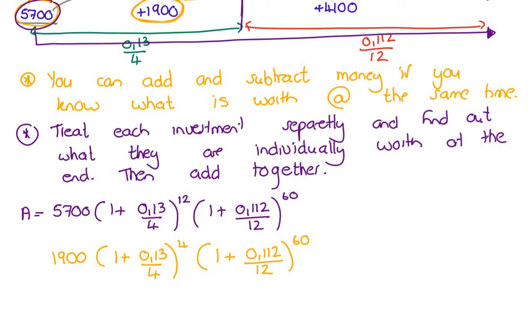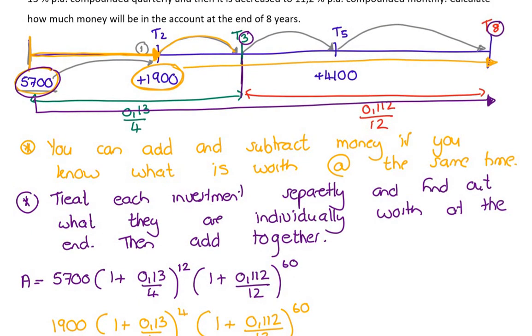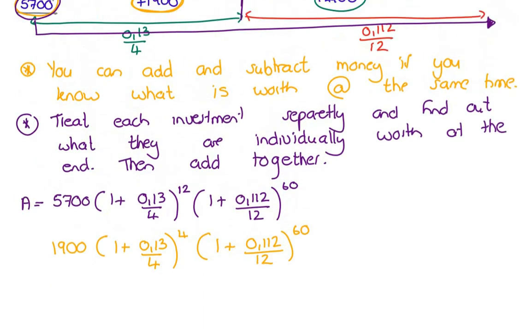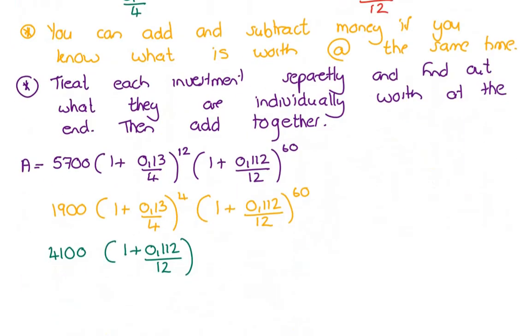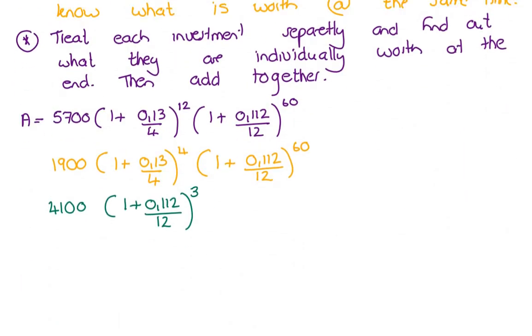So that's 60 months. And finally, let's go and take our 4,100 Rand, which was simply in the account for 3 years at that second interest rate. So that's 4,100 Rand. It wasn't in the account for any of the quarterly interest rates. It was only in there for 11.2% compounded monthly. And I think it was 3 years, from 5 to 8. So that's 36 months.